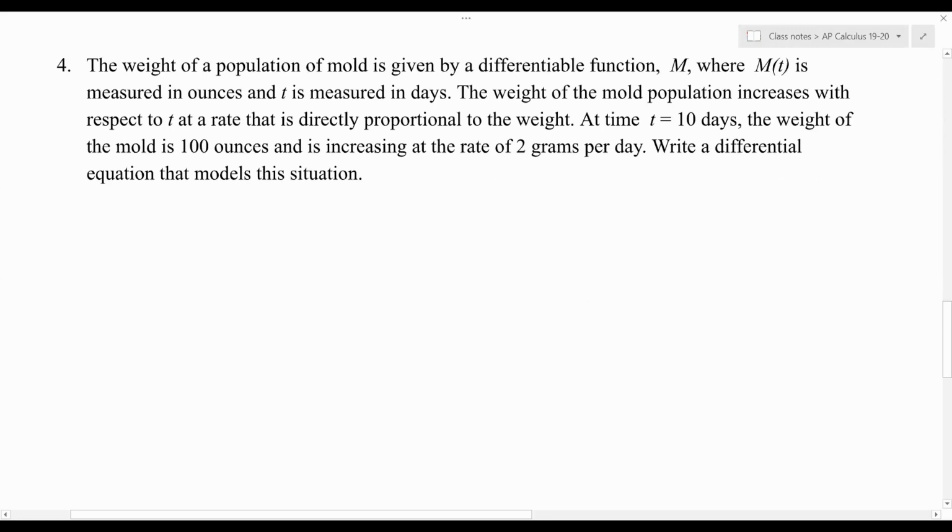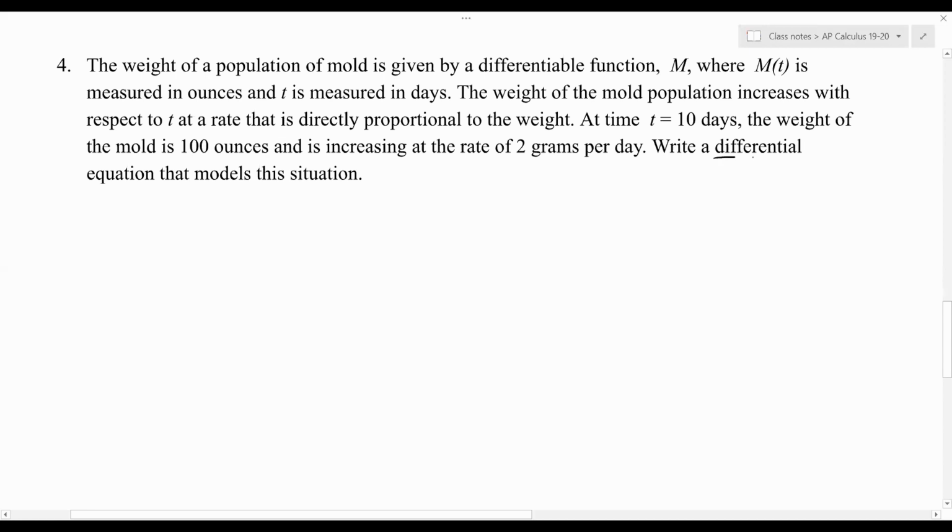Let's do another example. The weight of a population of mold is given by a differentiable function m, where m of t is measured in ounces and t is measured in days. The weight of the mold population increases with respect to t at a rate that is directly proportional to the weight. At time t equals 10 days, the weight of the mold is 100 ounces and is increasing at a rate of 2 grams per day. Write a differential equation that models this situation.